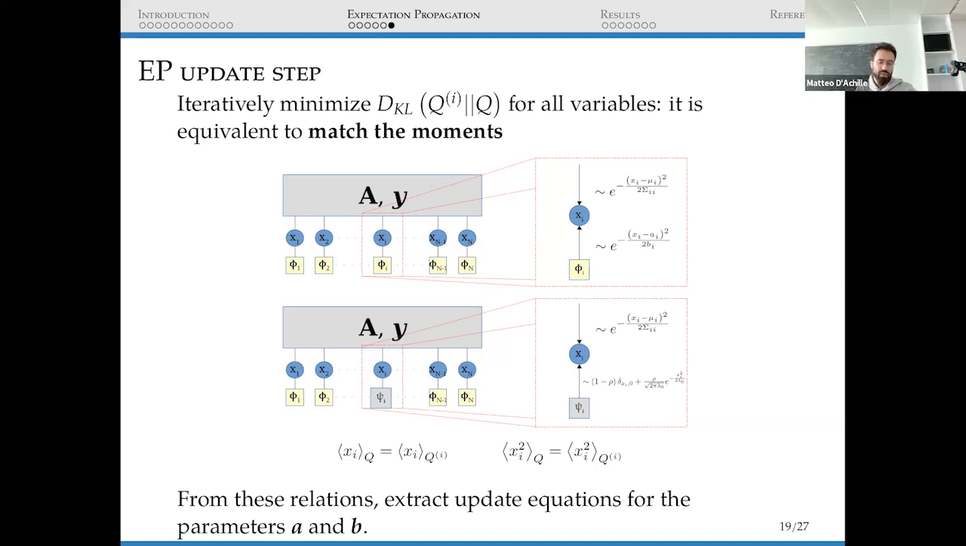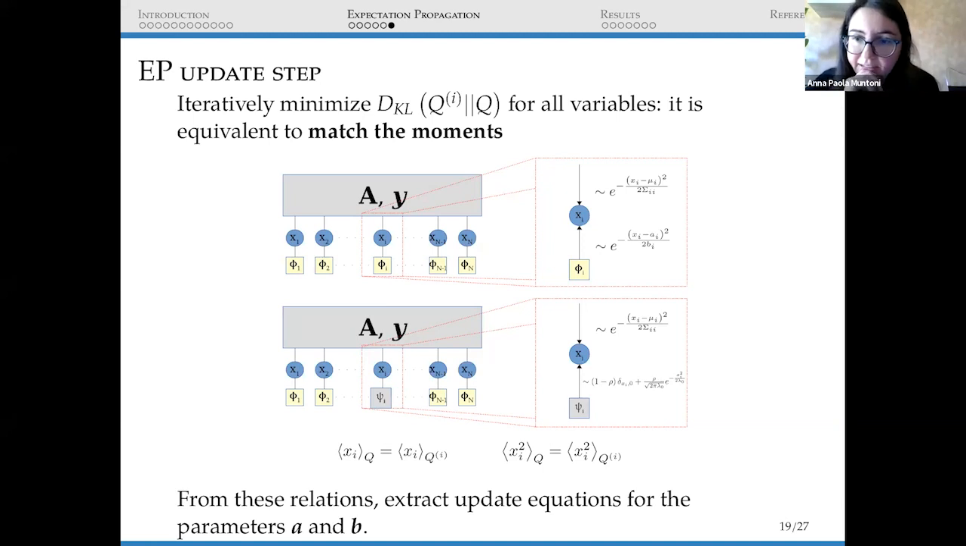Okay, and maybe a second question related to this one. You mentioned that there is some criterion about convergence of these update equations. Yes. So is there any theoretical reason to expect that this fixed point is unique?